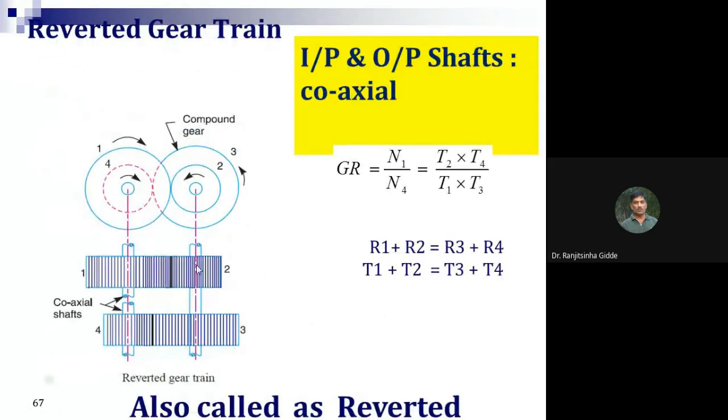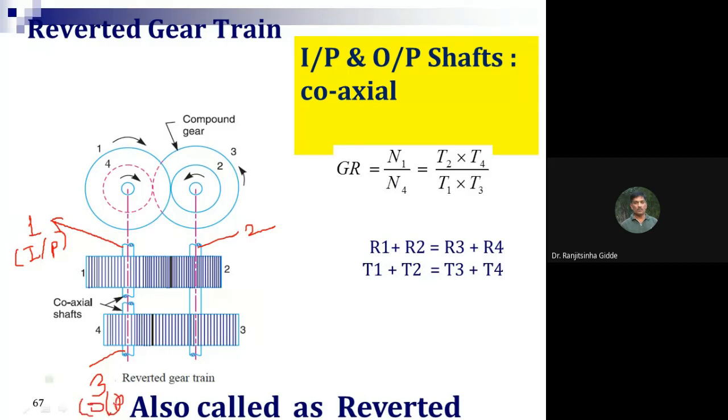Okay. So this is the third type, reverted gear train. Here you can see that there are three shafts. This one is the first shaft, this is the second shaft, and this one is the third shaft. Or you can call this an input shaft and this an output shaft.